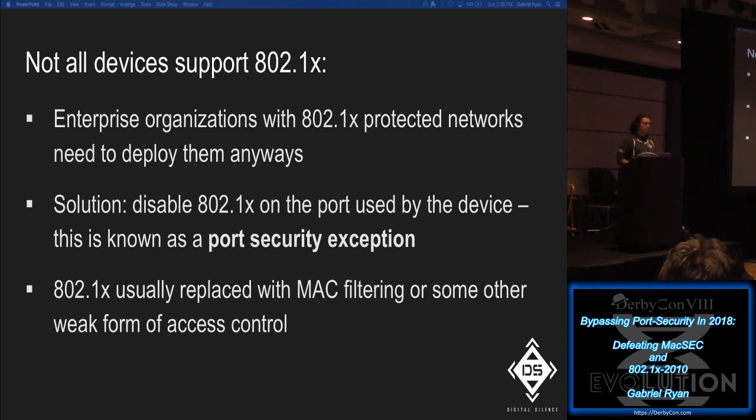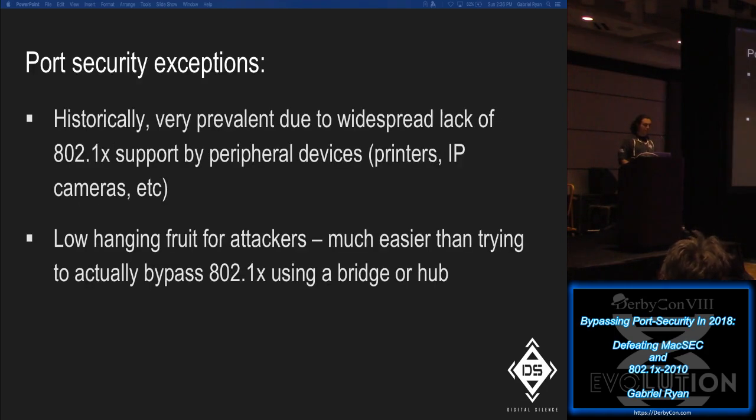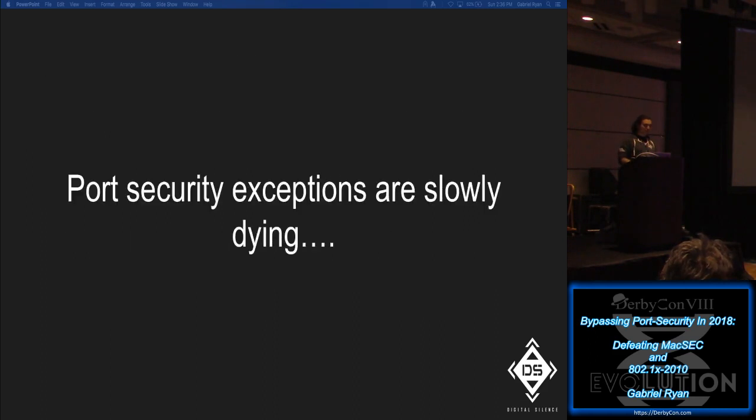802.1x in this instance is usually replaced with some weaker form of access control, such as MAC filtering, but not always. Historically, these kinds of exceptions were essentially low-hanging fruit for attackers. They were very prevalent due to the widespread lack of 802.1x support by peripheral devices such as IP cameras and printers. And frankly, spoofing a MAC address is a lot easier than going through the motions of trying to get the other stuff to work. So it's one of the first things you try to find.